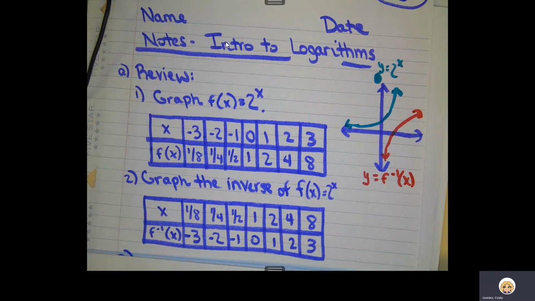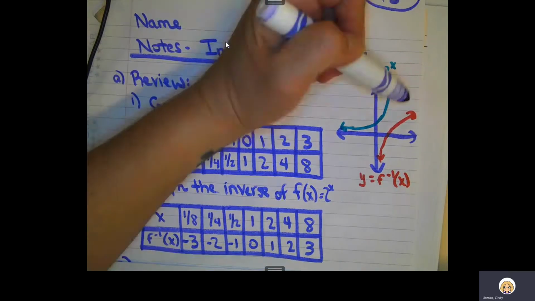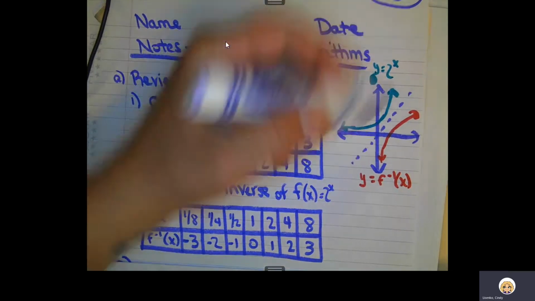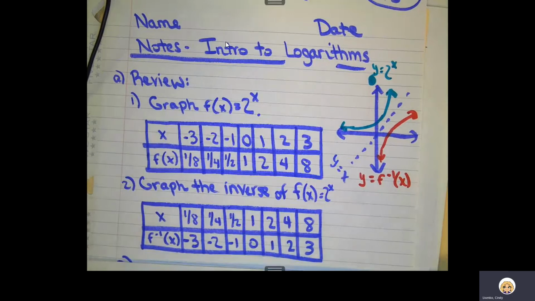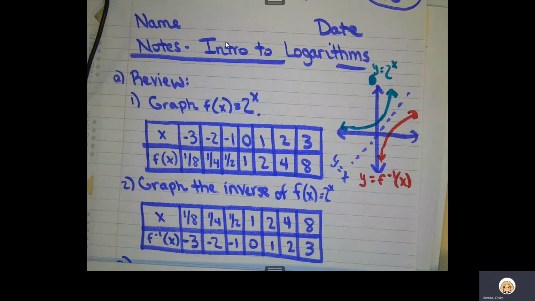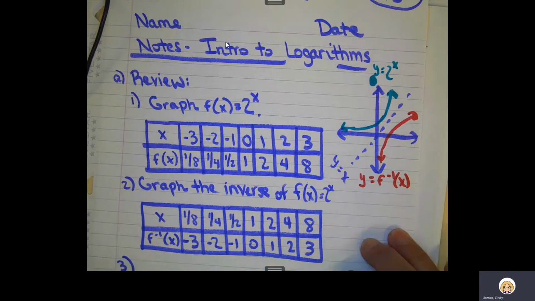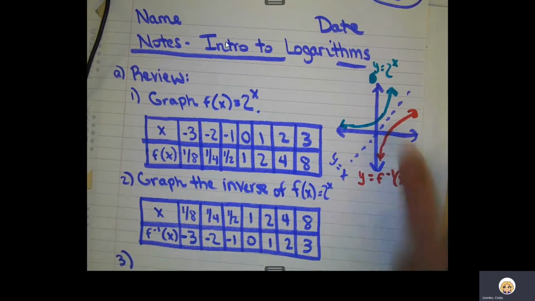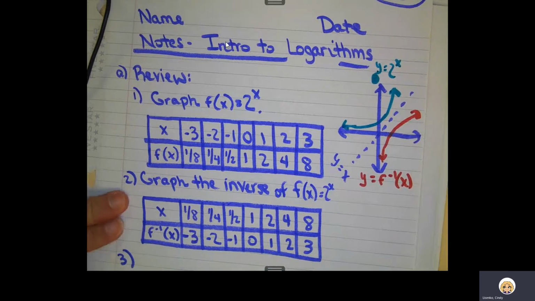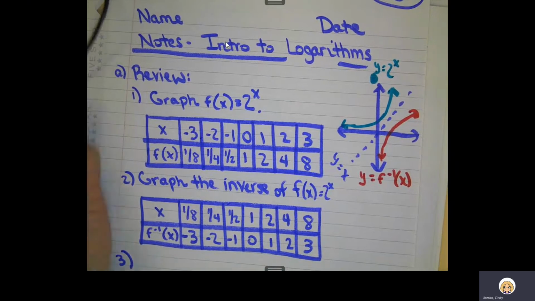I do want you to notice here that these two, when we have an inverse, it reflects over this line right here. And this line is y equals x. That will always happen when we have inverses. Why did I bring that up? Because this is going to help us relate to logarithms. If we were going to write the equation of the inverse, just like we would switch the points, x and y, we would do the same thing when we're writing the equation.